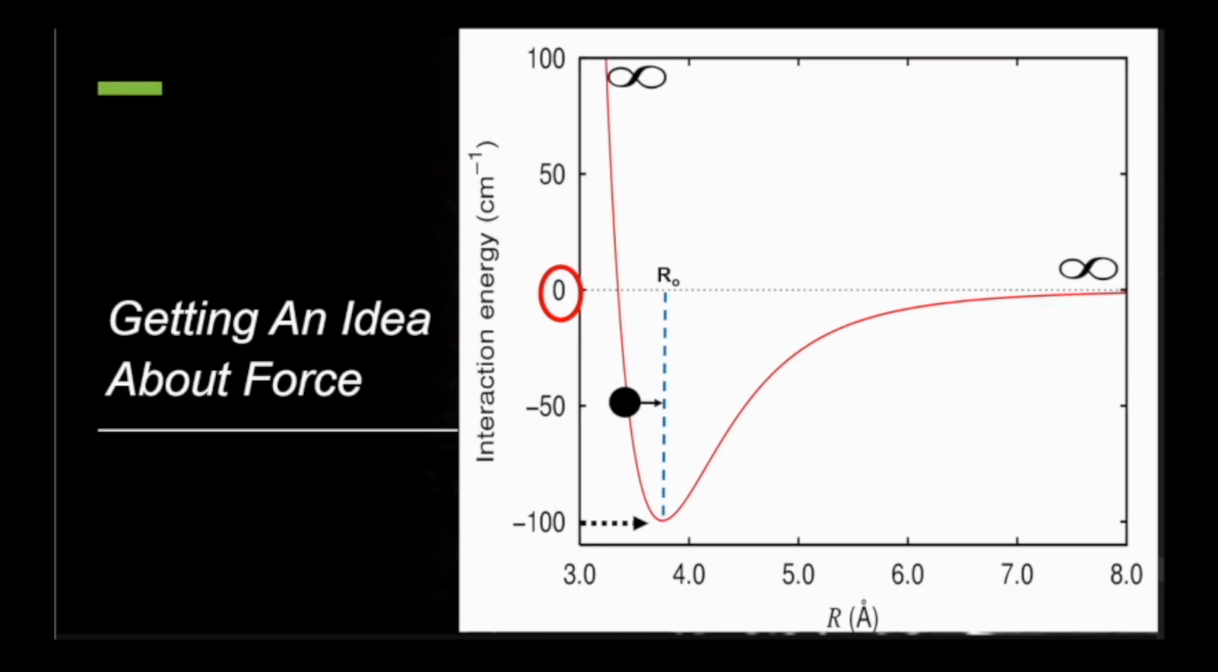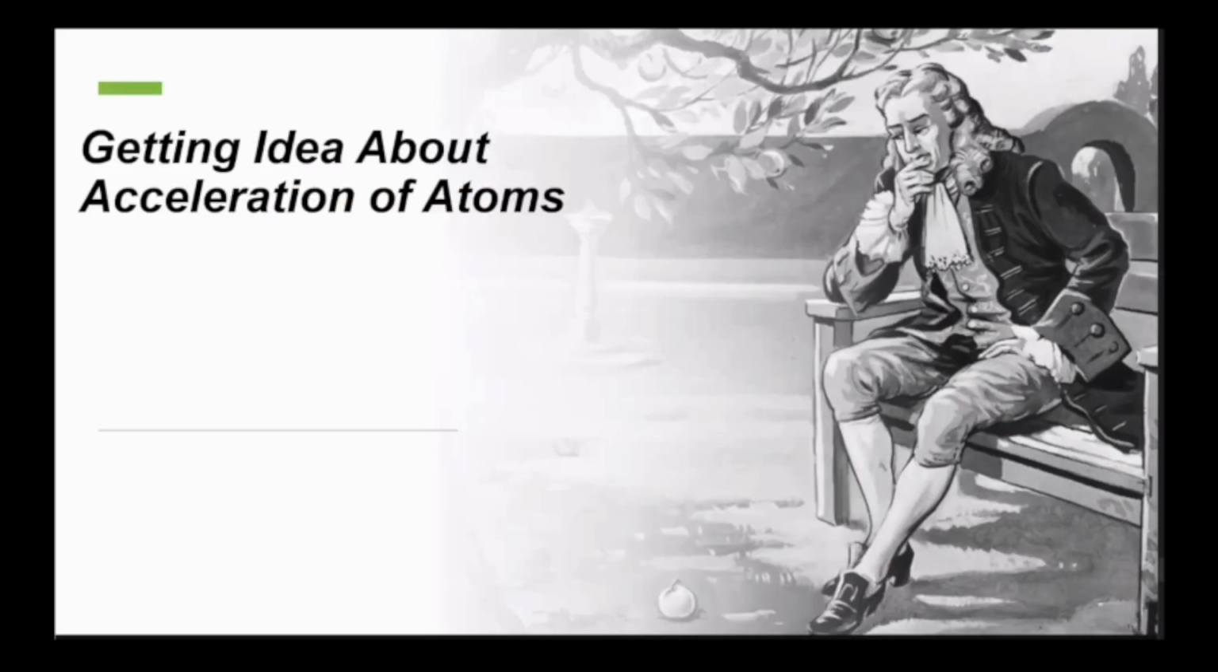So the basic point I want to let you know is that if you have an idea about how far away the atoms are from one another, from that point of view you can calculate the interaction energy. And that interaction energy will let you know about the force which the atoms are going to exert on one another. I hope now you have a good idea about how you can calculate the force.